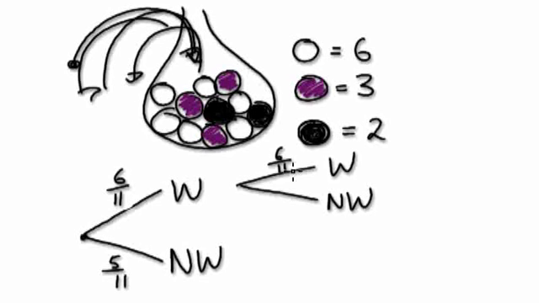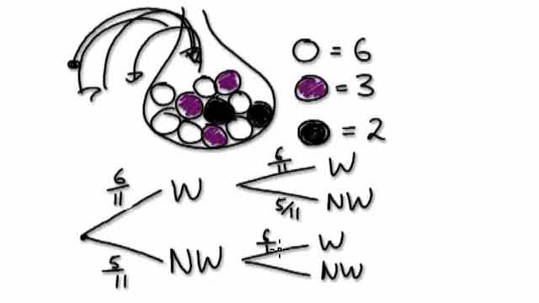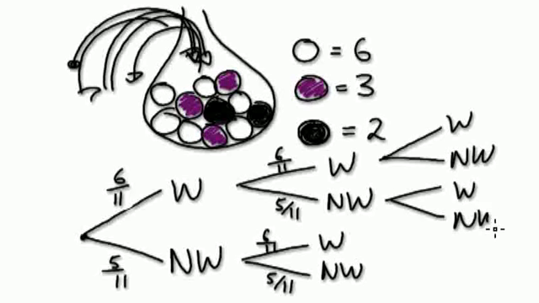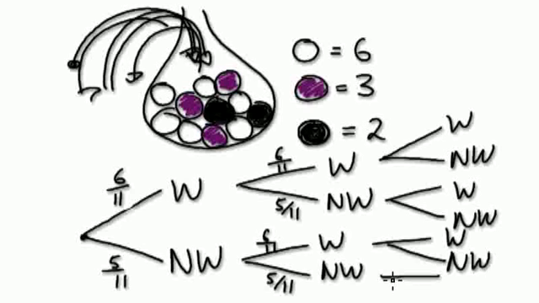Again, it would be 6/11. Not white would be 5/11. Okay, and then this here would be white, not white. Again, it would be 6/11 and 5/11. And now on a third dip, remember we are returning the sweet each time. So on our third dip, it could be white, not white, and then white, not white, and then white, not white, and then white, not white.